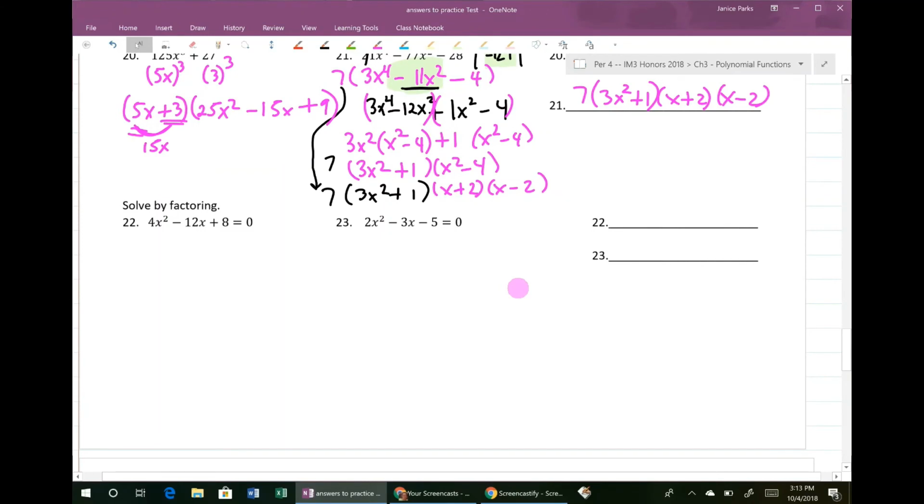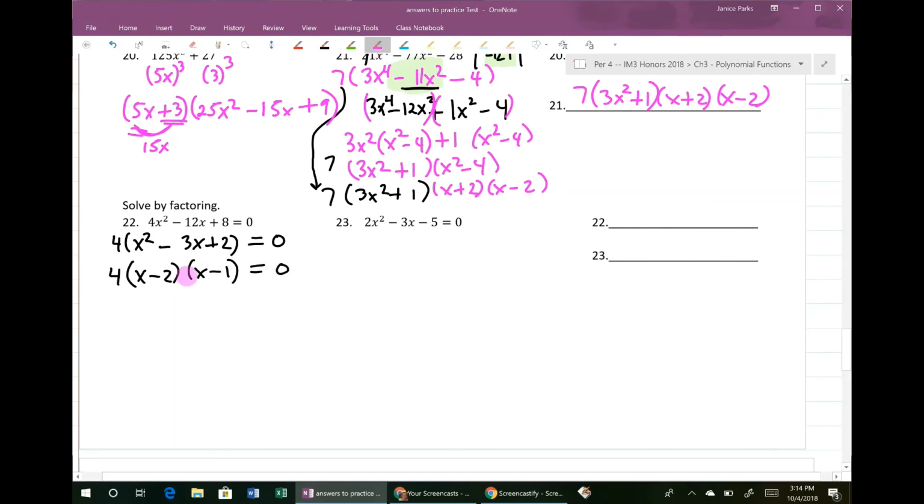Solving by factoring means the same thing as factoring, except then you have to solve for x afterwards. So you want to set your equation equal to 0 first, if it isn't already set equal to 0. Again, greatest common factor. Or you can divide out the 4 if you want. This will factor into x minus 2 and x minus 1.